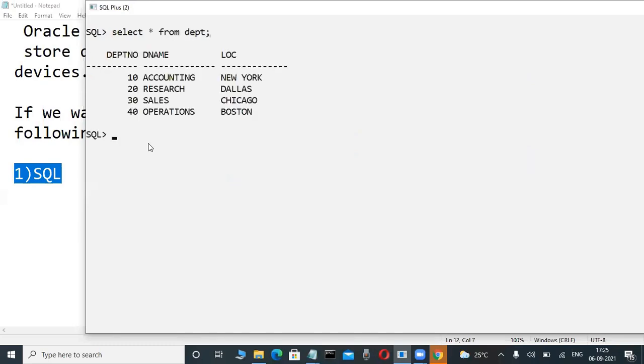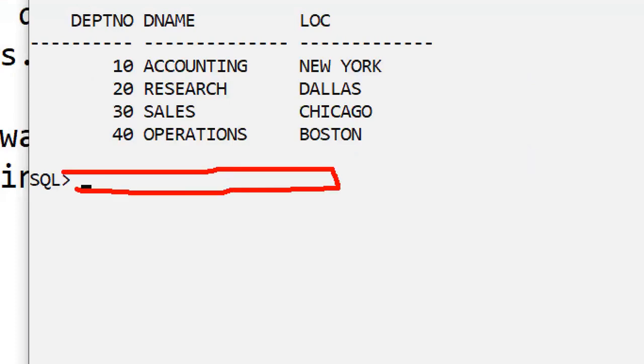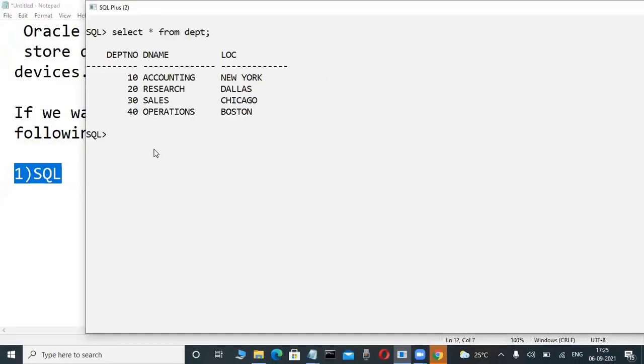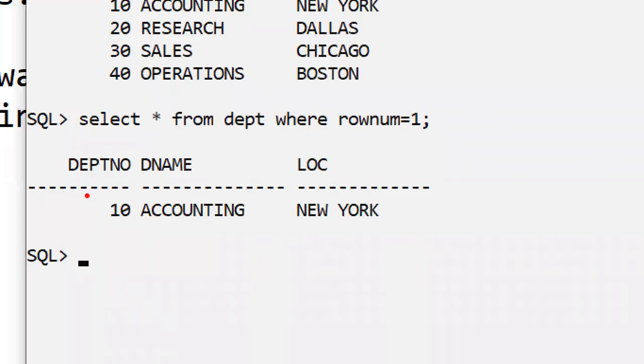Now check it out. Suppose I write a single line of SQL code, and then data is efficiently retrieved. Suppose I want to retrieve this first row. In the future, when you are an experienced person, in our course we are telling all these things. Within a fraction of a second, one line of code I write and automatically the first row will be displayed.